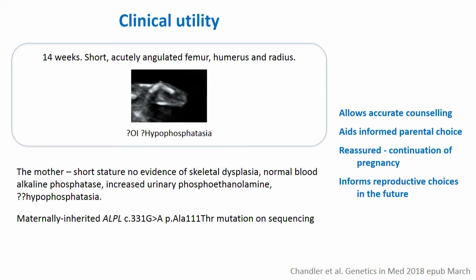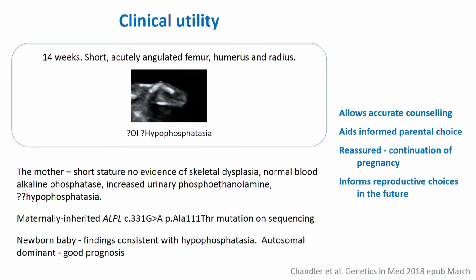So whilst it looks absolutely dreadful at 13, 14 weeks gestation, those long bones do shorten out over time. So it allowed us to give accurate counselling, it aided again in parental choice, and it reassured these parents, and they continued the pregnancy. And indeed, the baby was born with findings consistent with hypophosphatasia and is doing well.